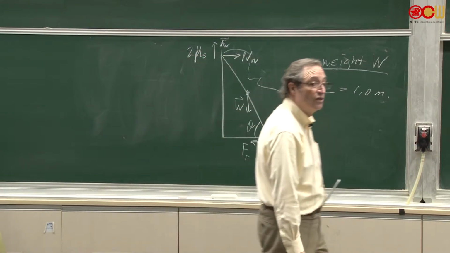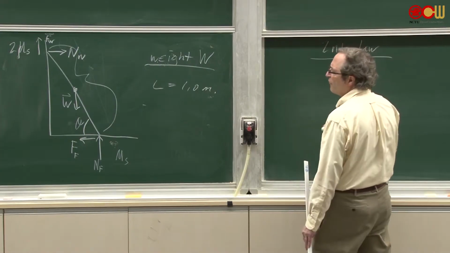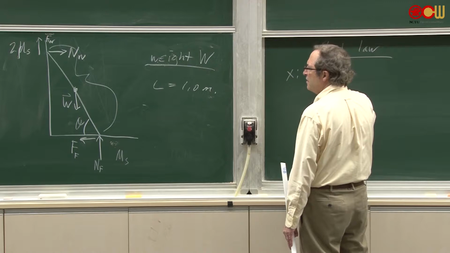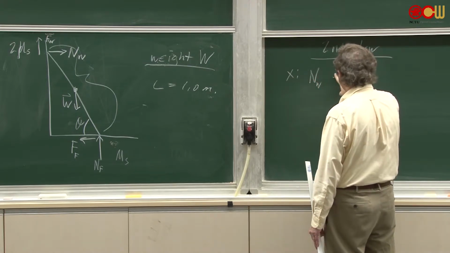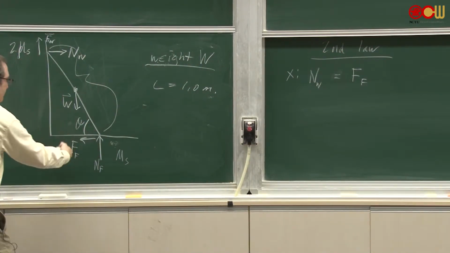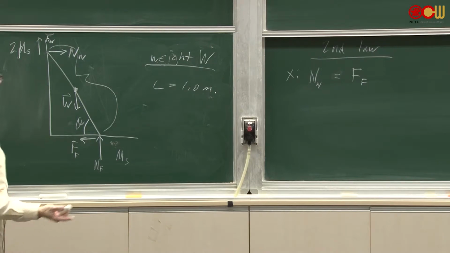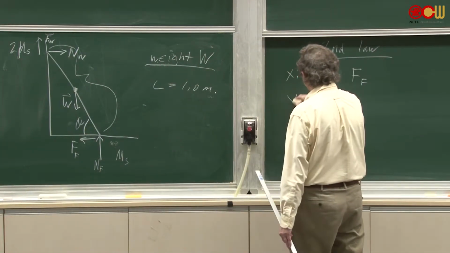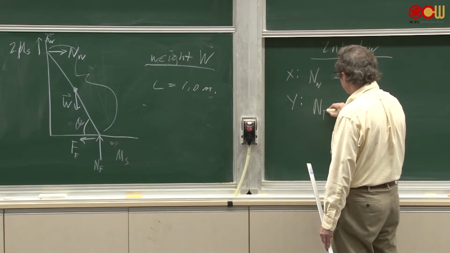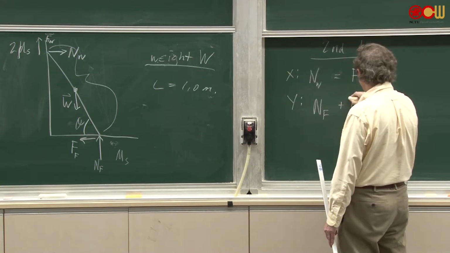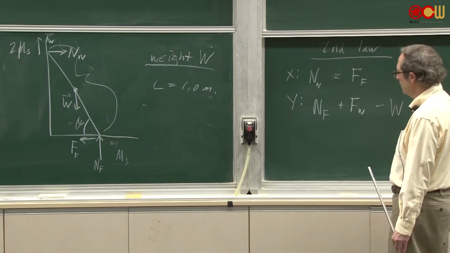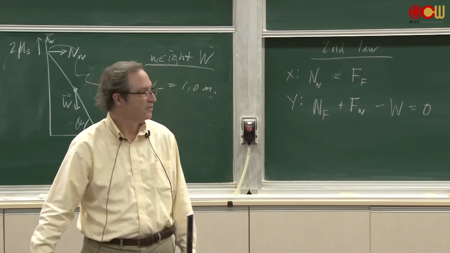All right, now let's use Newton's second law. The sum of the forces in the x direction, we have N wall equals what? Yeah, N wall equals F floor, right? So we have N wall minus that has to equal 0. Is that it? That's it. In the y direction, what do we have? We have N floor plus F wall minus W equals 0, right? Okay, so far so good.